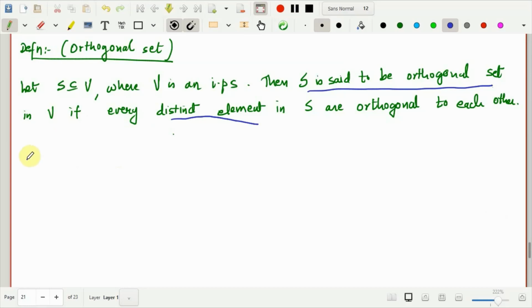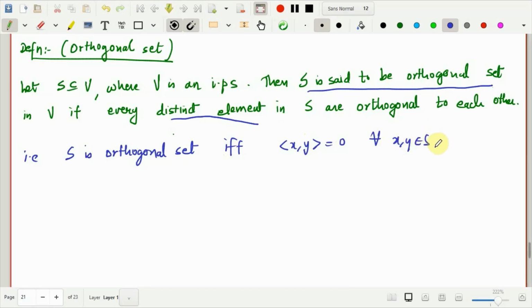And using mathematical notation, how can I write this down? S is an orthogonal set if and only if x comma y is equal to 0 for every x and y in S, with one more condition, that x is not equal to y. That is because as of now we are not talking about sets where the inner product of a vector with itself is also equal to 0. We are not considering that. So we check the inner product of every distinct pair in S. If that is equal to 0, then we say that the set itself is an orthogonal set.